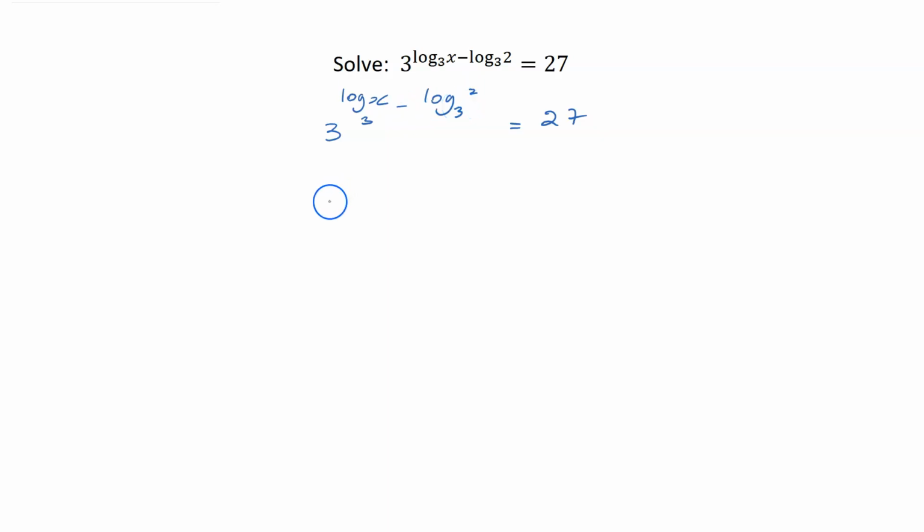Alright, let's change the 27 to base 3. So that's 3 to the 3 is 27. Rewriting the left hand side. And notice that now that we have the same bases, the exponents must be the same because they are equal to each other. Okay, so that's the reasoning behind that.